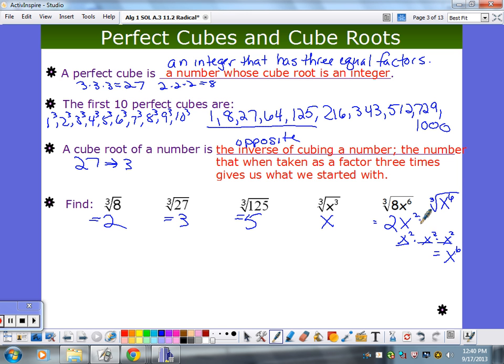Because I'm answering the question, how many factors of x do I have? How many factors do I have here? So how many factors of x do I have? 6. Because that's what this tells me. How many factors do I have?